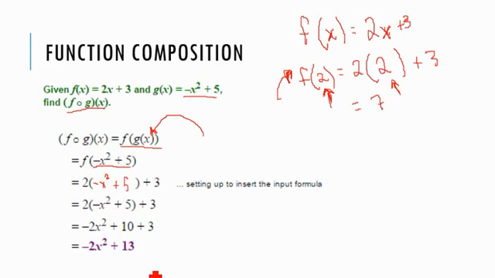From there, you are going to distribute the 2. You get negative 2x squared plus 10 plus 3, combine like terms, and your final answer is negative 2x squared plus 13. That's all I have for this lesson.